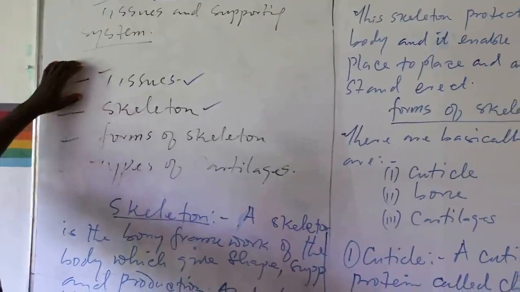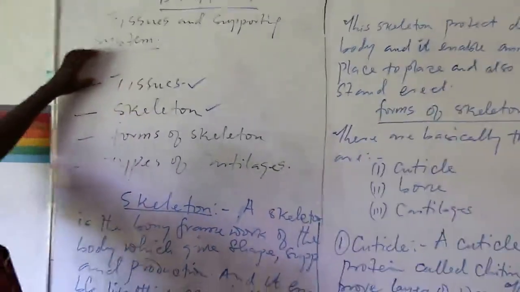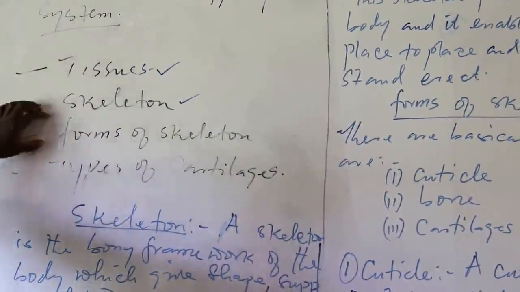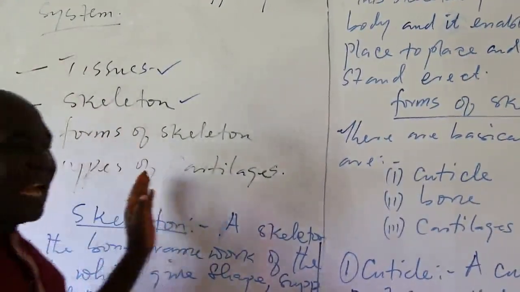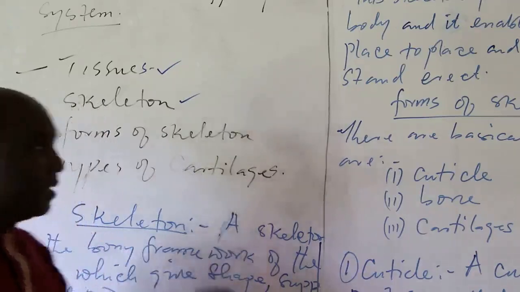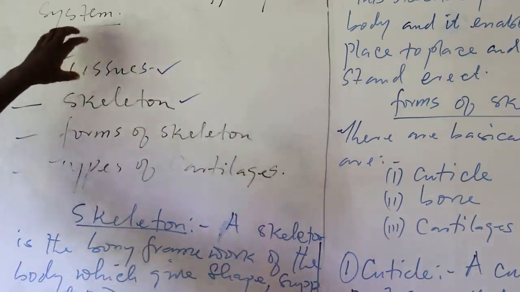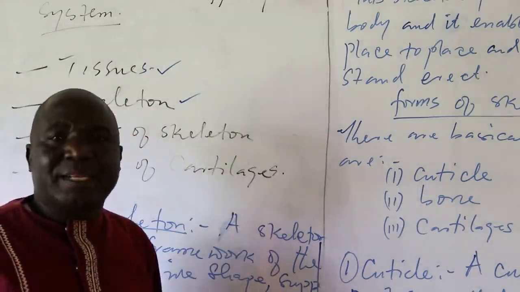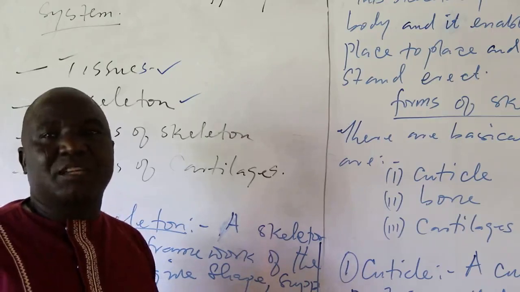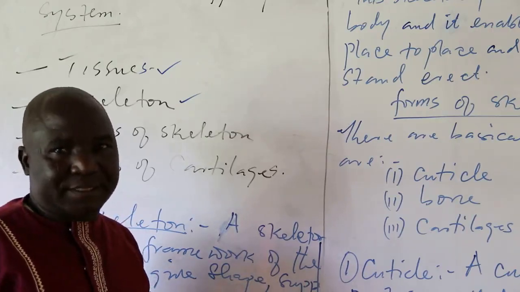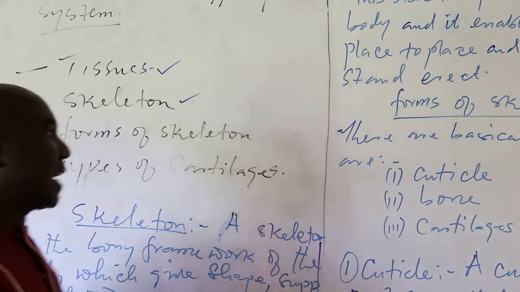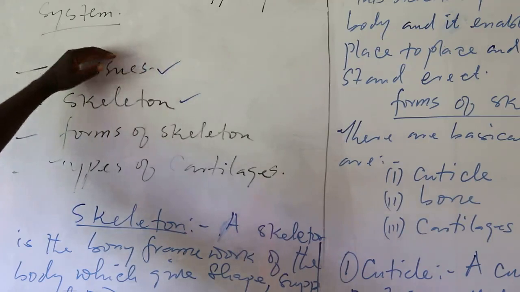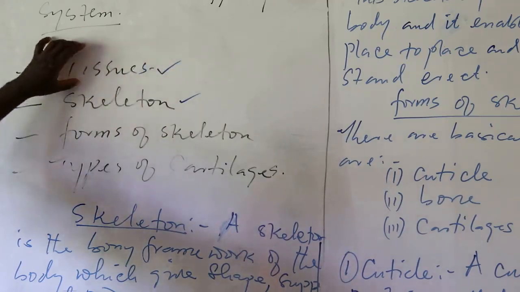And also we have these subtopics to look at under this topic, and they are tissues, skeleton, forms of skeleton, and types of cartilages. I said earlier on, or I am repeating it, that tissues are materials found in living organisms that enable them to stand erect, or to carry out life processes such as movement and respiration. That is all about tissues.